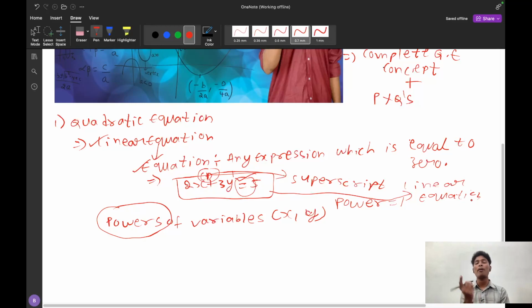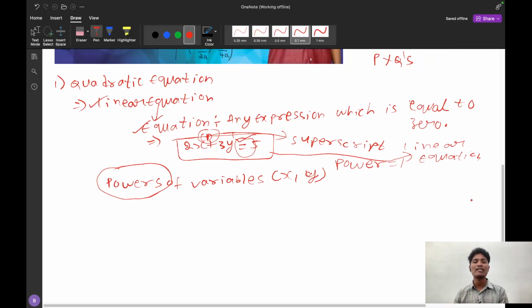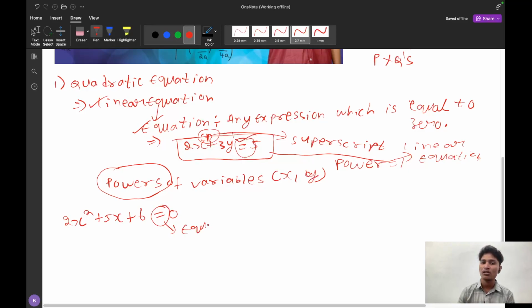Suppose it does not have the power 1 and the equation looks like this: 2x square plus 5x plus 6 equal to 0. It has an equal to sign, so it can be said to be an equation. And what is the superscript of the x variable? Here there are two superscripts, that is 2, and here it is 1.